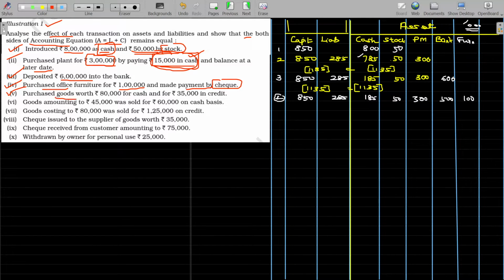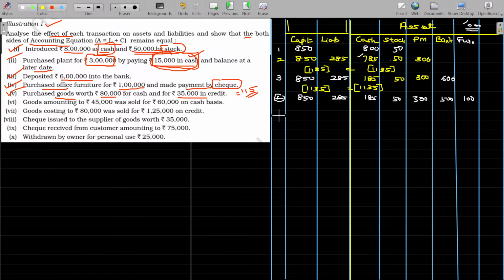Fifth one, purchased goods worth rupees 80,000 for cash and 35,000 on credit. The overall purchases being 115,000 rupees. 80,000 rupees worth of goods purchased by paying cash, another 35,000 rupees worth of goods purchased on credit. So the stock increases by 115.